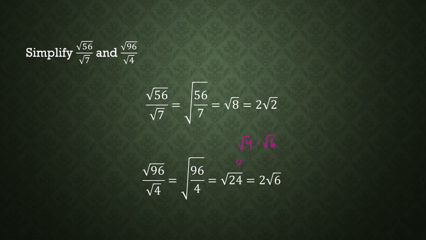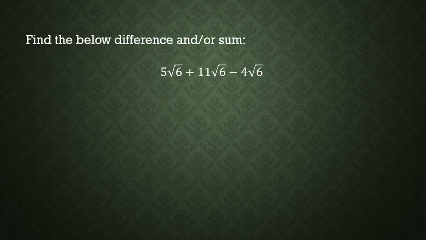So when we simplify these things, we are fully simplifying them. We are using that product property as well. Just some practice with finding the below difference and or sum. Again, you can only add or subtract radicals when all the radicands are the same. If they are all the same, then you're only adding or subtracting the numbers in front of those radicals, not the radicals and the radicands themselves.